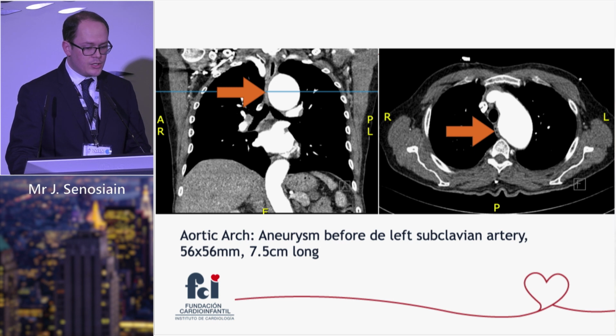We can see the aortic arch, the aneurysm. You can see it with the arrow. It's before the left subclavian artery. The diameter is 56 millimeters and it's 7.5 centimeters long.